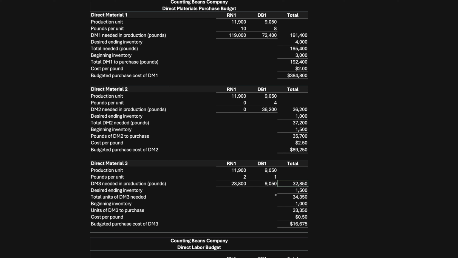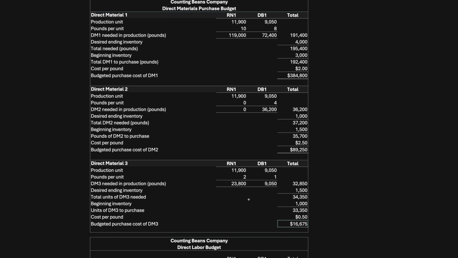And if we add this up, we get 32,850. If we add the desired ending inventory, we need a total of 34,350 pounds for the period. Subtract the estimated beginning inventory of 1,000 pounds, and the business has to purchase 33,350 pounds, multiplied by a purchase price of 50 cents per pound, and they get $16,675 in order to purchase all of the pounds they need for direct material 3.